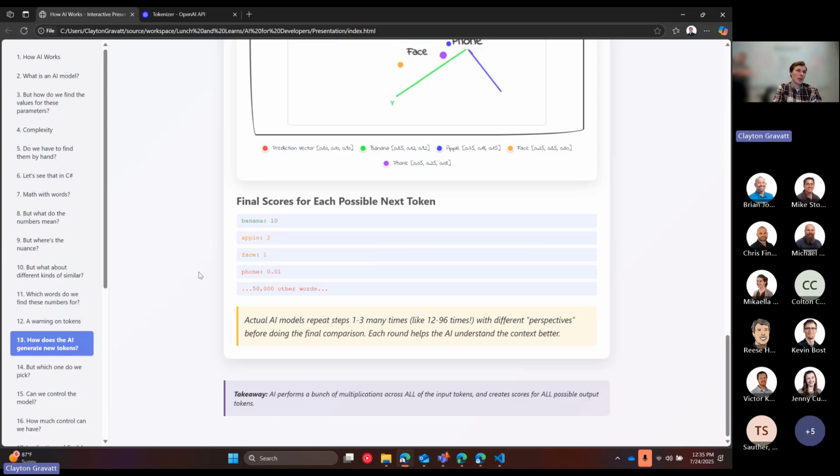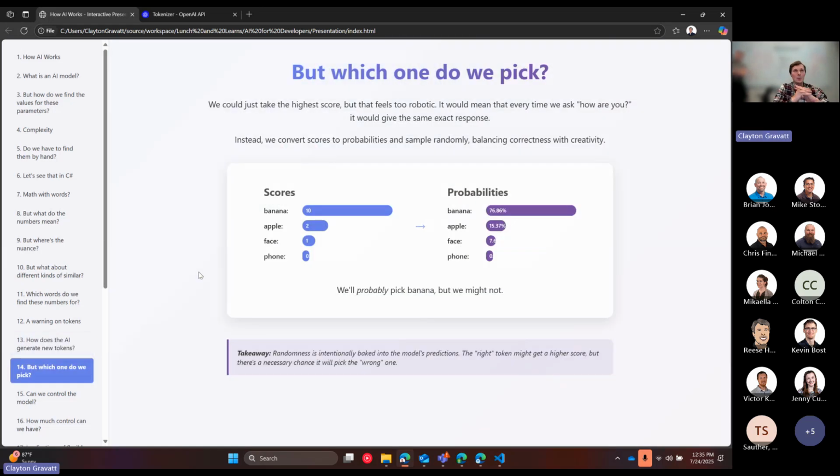There's a question of which one do we pick? Which one of these scores do we pick? So we could just take the highest score. We could just take banana, but that starts to feel a bit too robotic, because that would mean that every time we ask our AI model, how are you? It would give the exact same response every time, and that doesn't really feel like AI. But in general, we want it to be maybe a little bit different each time. We don't want to just pick totally randomly.